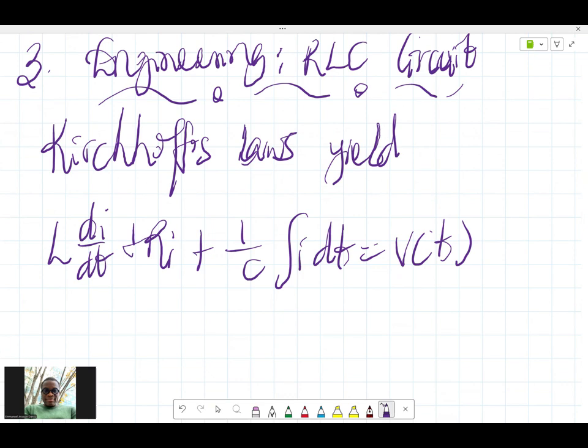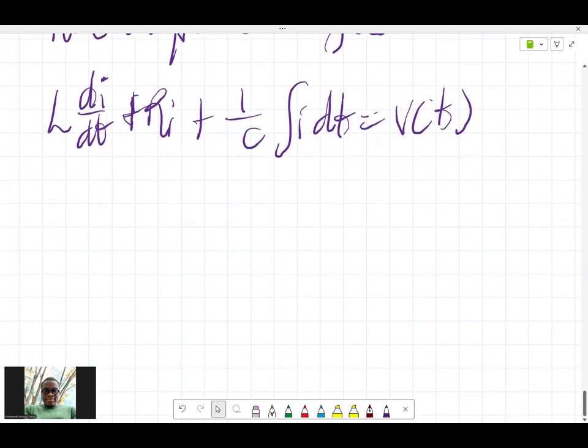Now you see these i's. It could be L d1 dt, you know. You can turn this into a system of equations like that. So that's another example.